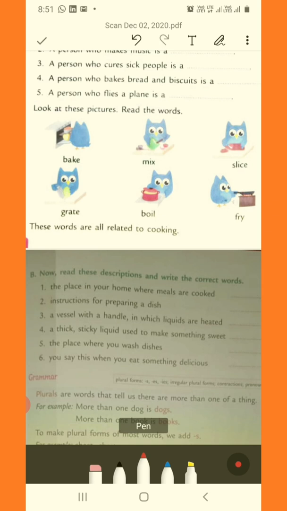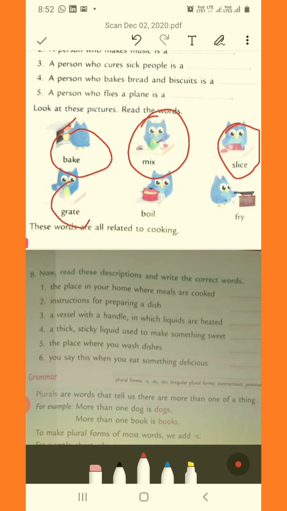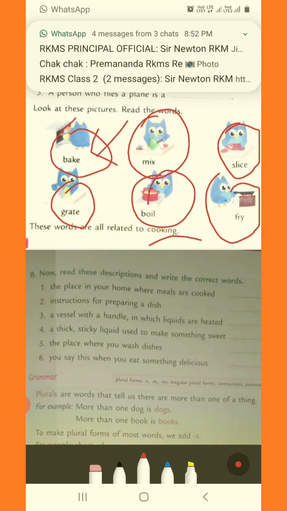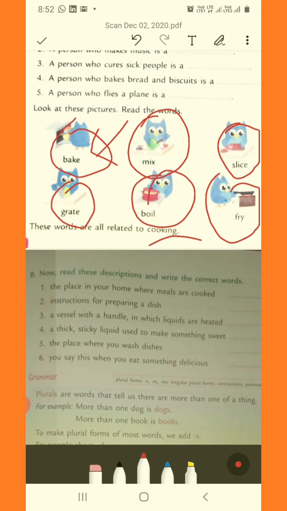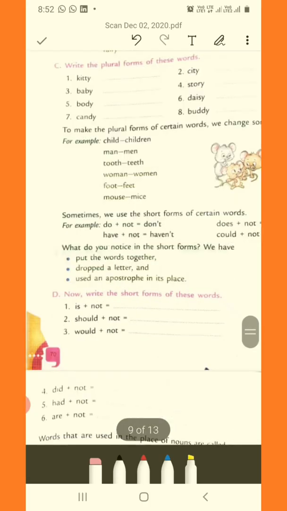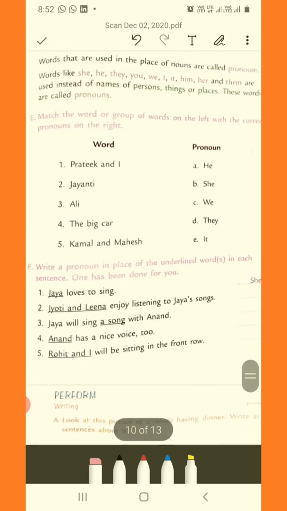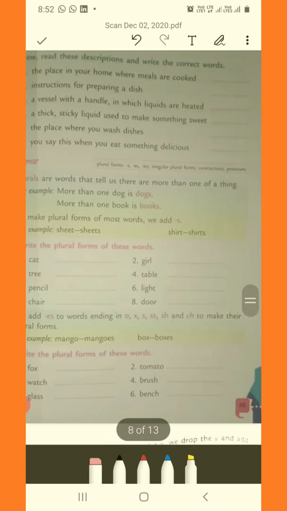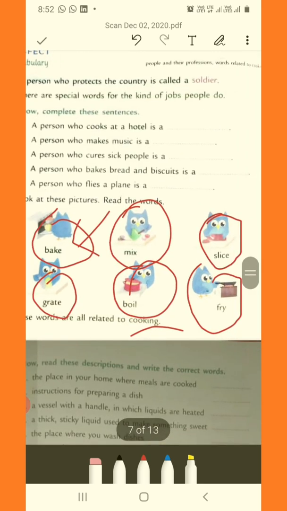So look at these pictures and read the words. Bake. Read along. Bake. Mix. Slice. Grate. Boil. Fry. These words are all related to cooking. Clear? Bake. We bake cake and all. We mix things. We slice, cut them. We grate them. We boil them. We fry them. Okay. Looks like there are lots of exercises. What we will do is continue doing the exercise.